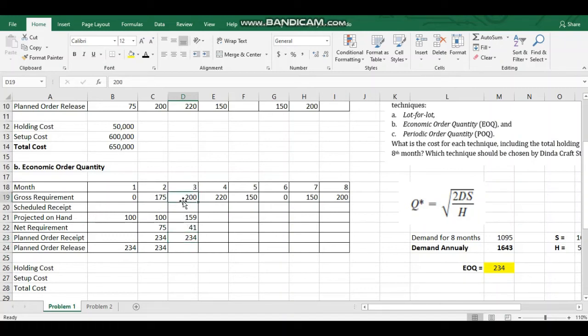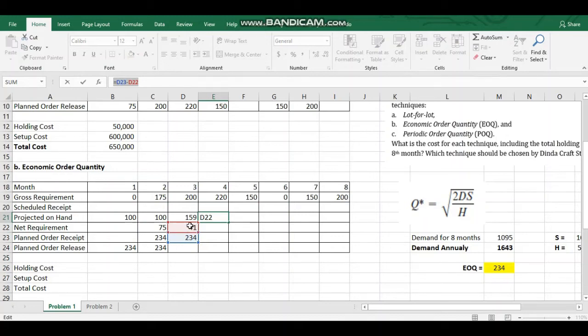And these 200 units will be fulfilled using the units from our inventory, and the remaining 41 units will be fulfilled with this 234 units, and the remainder of this planned order receipt will be our inventory and carried to the 4th month. So this is 193 units as the remaining units after we fulfill the net requirement at the 3rd month.